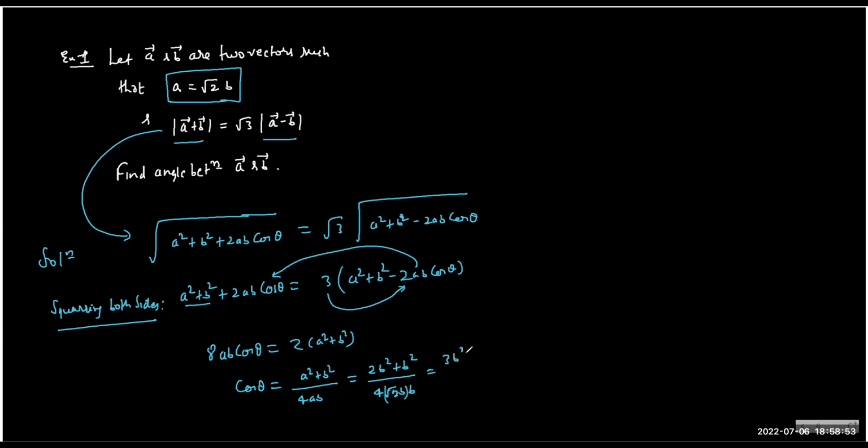So 3b square upon 4 root 2 b square, which is 3 upon 4 root 2. Understood? So cos theta turns out to be this weird answer. Of course, it may look like nonsense to you guys, but that is totally acceptable in mathematics.